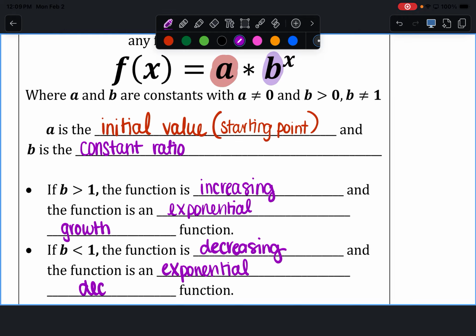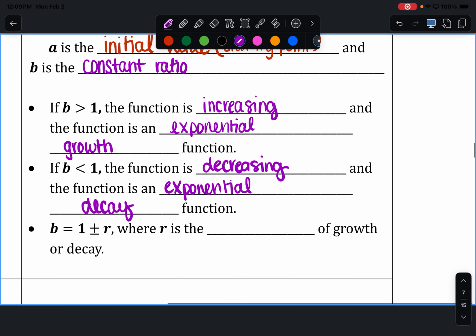And b is made up of 1 plus or minus the rate, where it's the rate of growth or decay. So it can be the rate at which a bank account's value is increasing with interest. It can be the rate at which a car's value is decaying as soon as you drive off the lot, like depreciating. There's a bunch of different things that can be considered an exponential function.